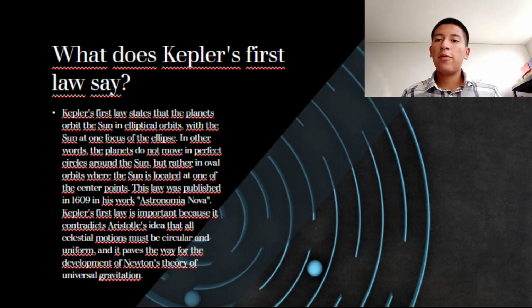The next three points that I'm going to be talking about are the three laws that Kepler invented. Kepler's first law states that the planets orbit the Sun in elliptical orbits, with the Sun at one focus of the ellipse. In other words, the planets do not move in perfect circles around the Sun, but rather in oval orbits where the Sun is located at one of the center points. This law was published in 1609 in his work Astronomia Nova. Kepler's first law is important because it contradicts Aristotle's idea that celestial motions must be circular and uniform, and it paves the way for the development of Newton's theory of universal gravitation.